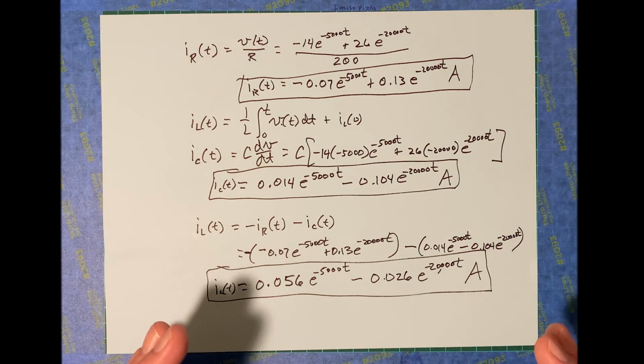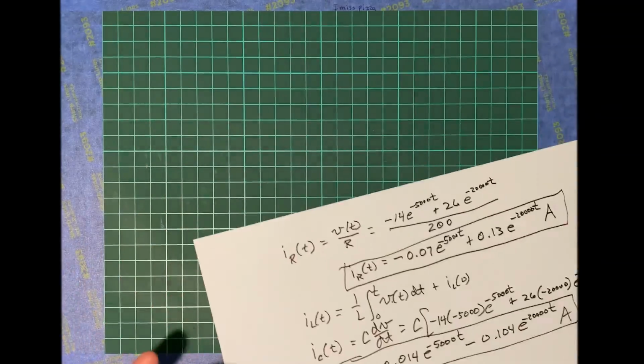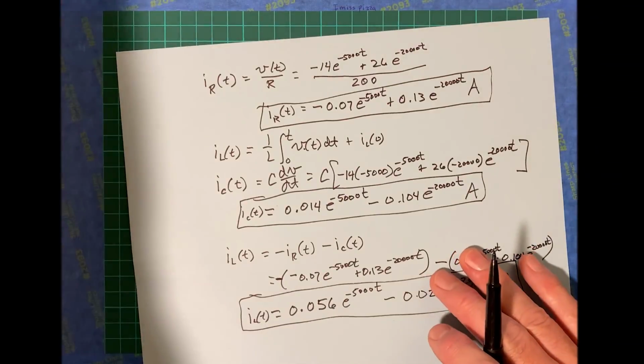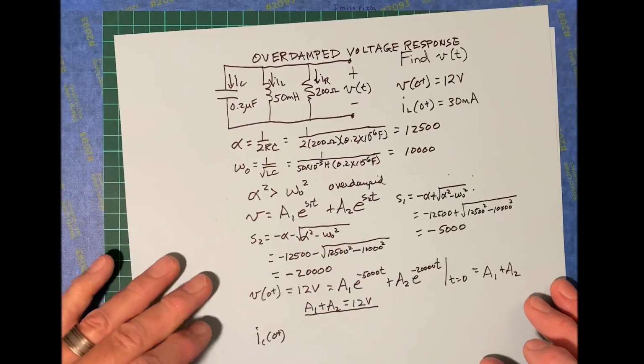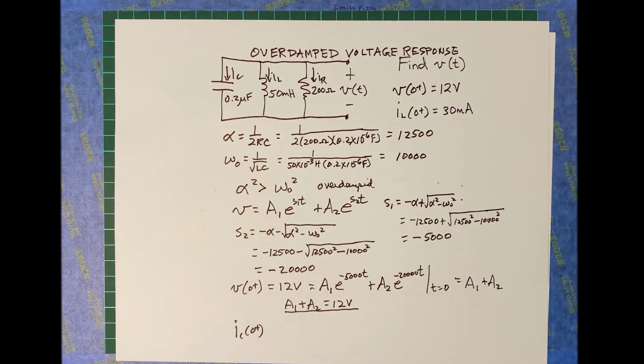Okay, so that completes the overdamped case for parallel RLC. So this is the natural response for the overdamped case. Okay, I'm going to stop this one here. We'll have another video for the underdamped case.